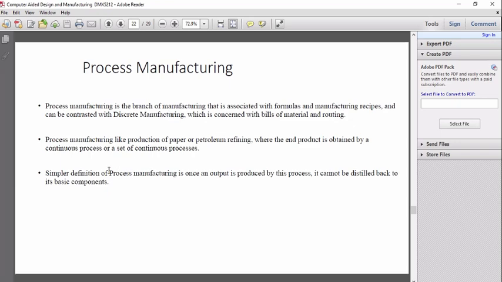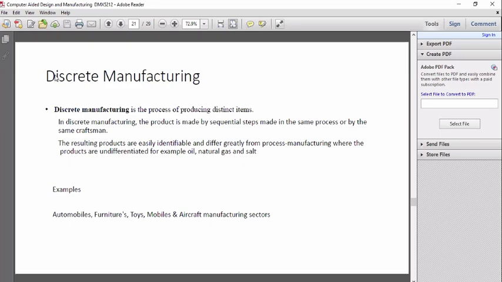Likewise, once it is converted, it's not reversible, it cannot be reversed in process manufacturing. So you don't have to remember this, but we'll be talking about discrete manufacturing throughout the course.